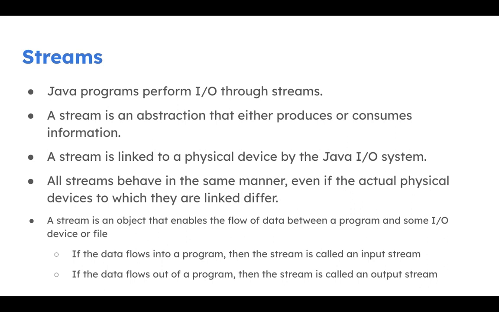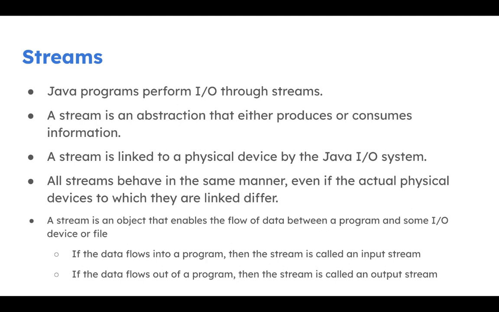Java also works around streams. What are streams? Any input or output that is performed in Java is performed through streams; streams help to perform input and output. They are an abstraction where either we produce some information or we consume some information. The streams are linked to physical devices in Java. These can be your keyboard, your hard disk, or any file. The good part about Java is that all the inputs, from any of the devices, are handled in the same way, and similarly all the outputs are handled in the same way. So that's the greater advantage of streams.